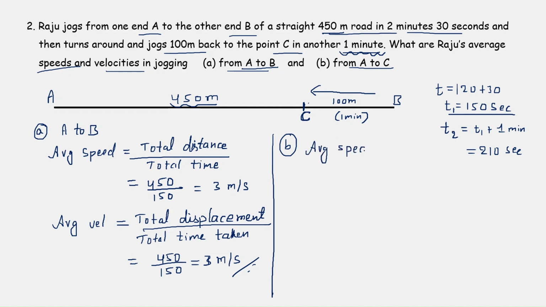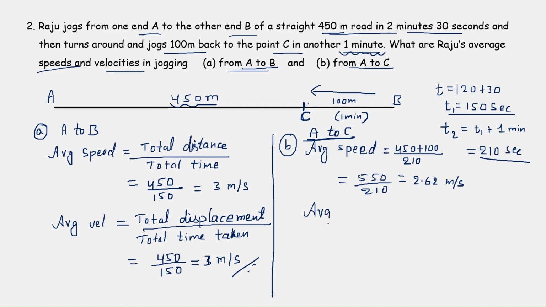speed for the second case from A to C. Again, the total distance is the total path covered. So it will be 450 plus 100 meters divided by total time, where we have to add both of them, which is T2, 210 seconds. When you solve this, you get 550 by 210, which equals 2.62 meter per second. So this is the average speed.